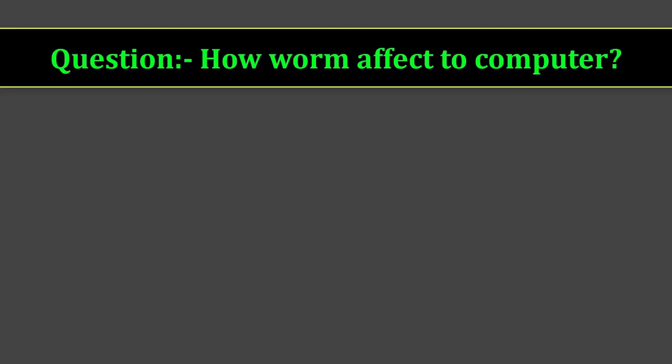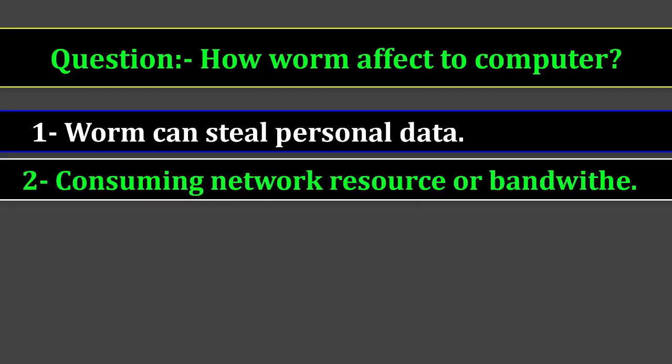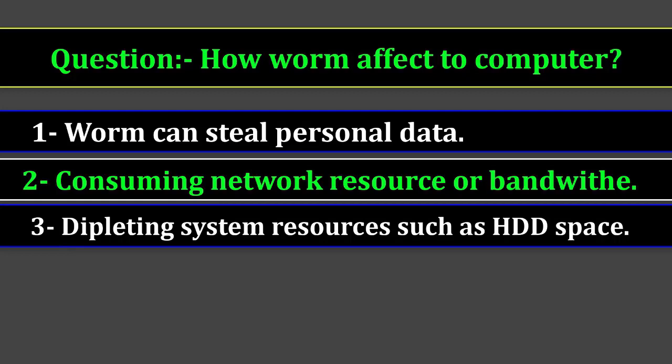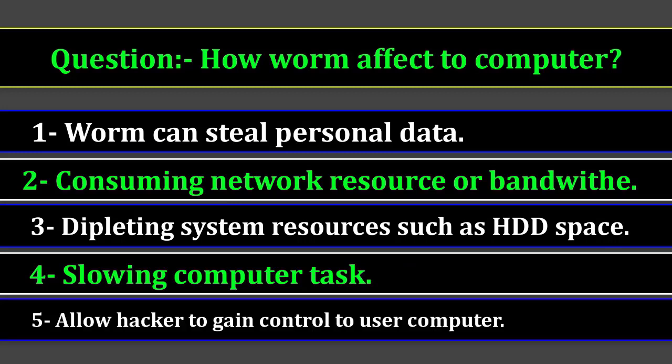And now let's see how a worm affects your computer. Number one, a worm can steal your personal data. Number two, consuming network resources or bandwidth. Number three, depleting system resources such as HDD space. Number four, slowing computer tasks. Number five, allowing hackers to gain control of the user's computer. So guys, these are some worm-generated problems which affect the user's computer.